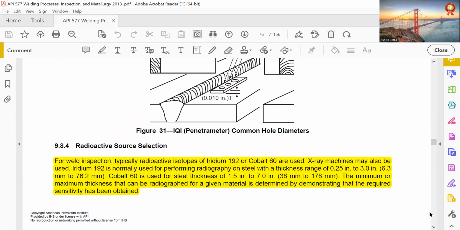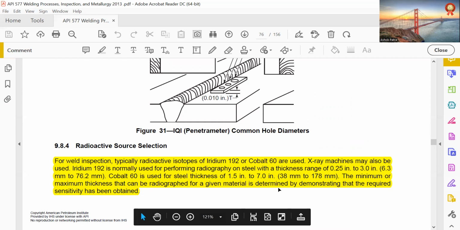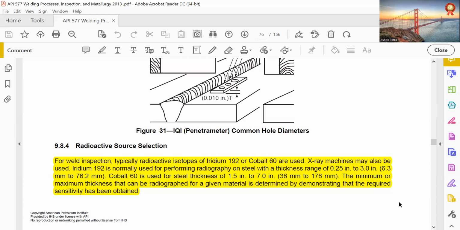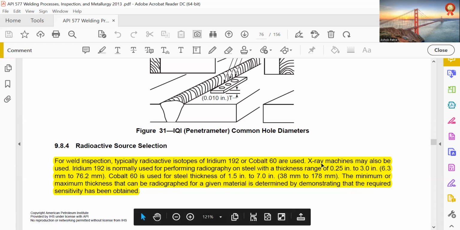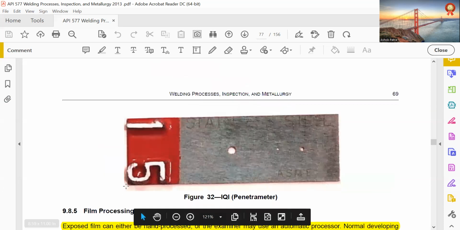Radioactive source selection. For weld inspection, typically radioactive isotopes of iridium 192 and cobalt 60 are used; X-ray machines may also be used. Iridium 192 is normally used for performing radiography of steel with a thickness range of 0.25 to 3 inch, 6.3 to 76.2 mm. Cobalt 60 is used for steel thickness of 1.5 inch to 7 inch, 38 mm to 178 mm. The minimum or maximum thickness that can be radiographed for a given material is determined by demonstrating that the required sensitivity has been achieved.